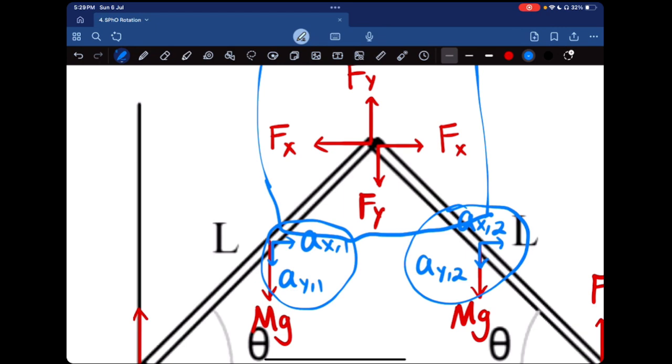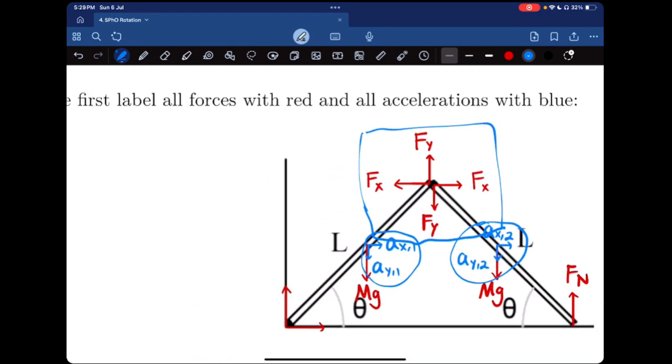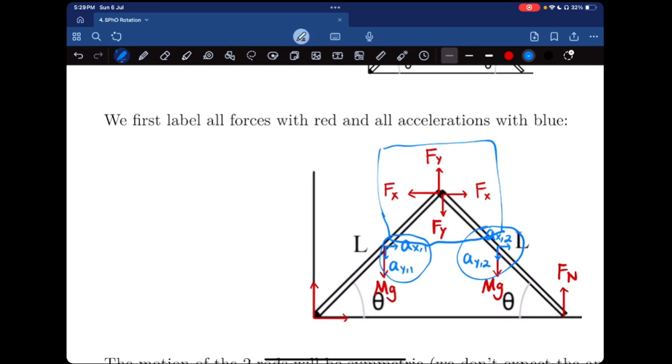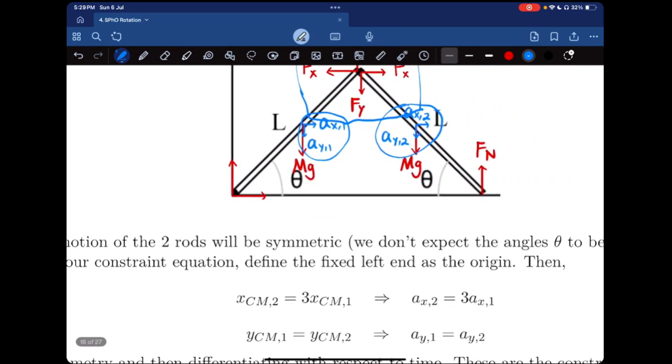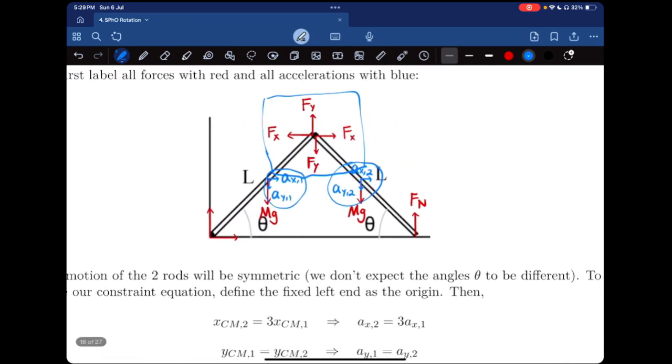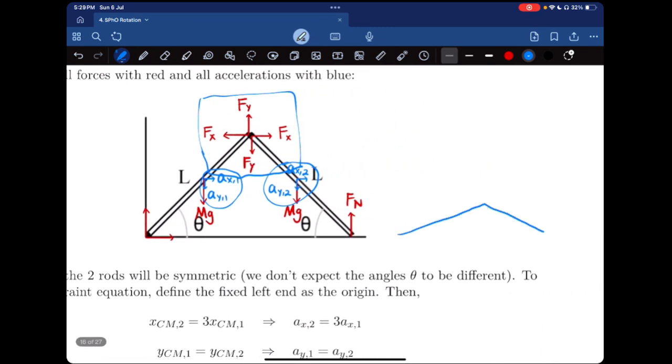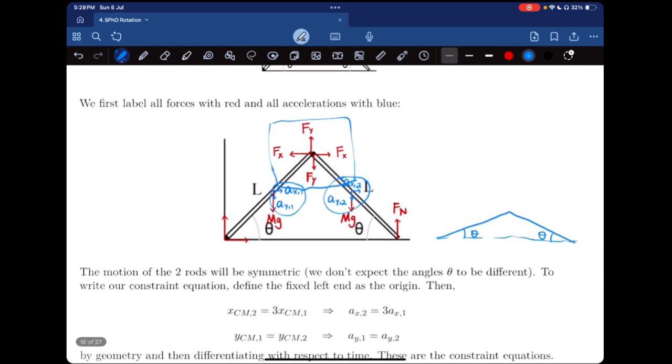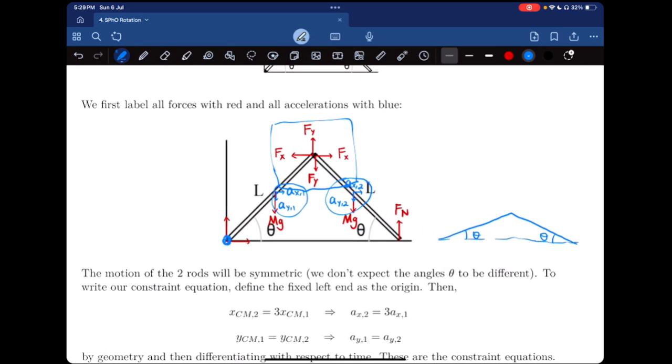Okay, so these accelerations are what give rise to our constraint equations. The constraint here is that the lengths of the rods are fixed. And clearly the motion of the two rods will be symmetric, right? Regardless of angle theta, it will always look like that, where your theta is the same. And this is not very hard to see. So to write our constraint equation, we can define this as our origin. Then this point is the CM of the first rod. This point is the CM of the second rod.